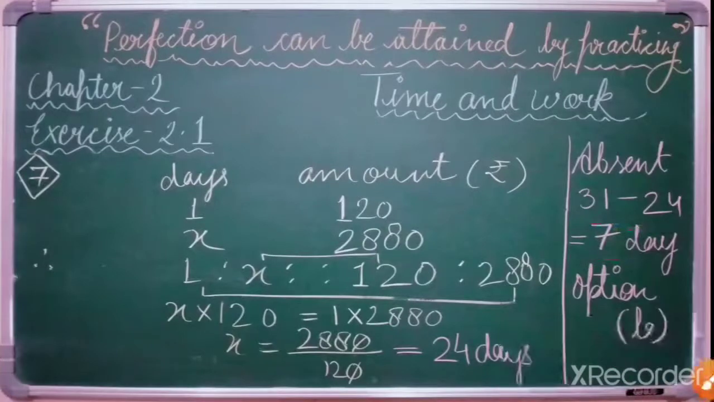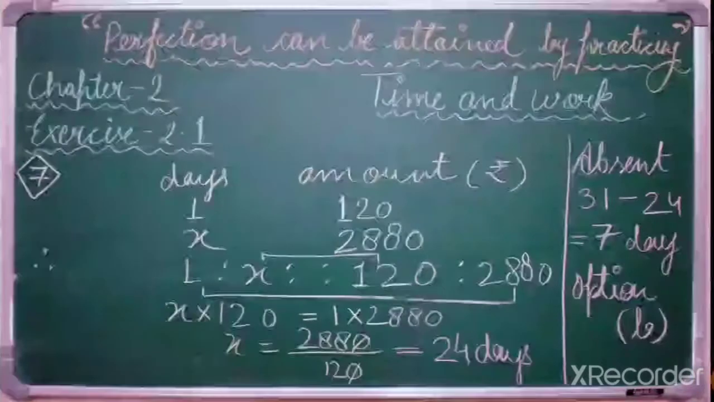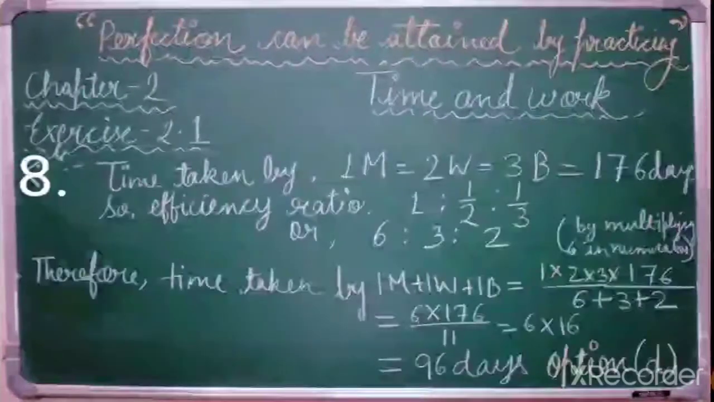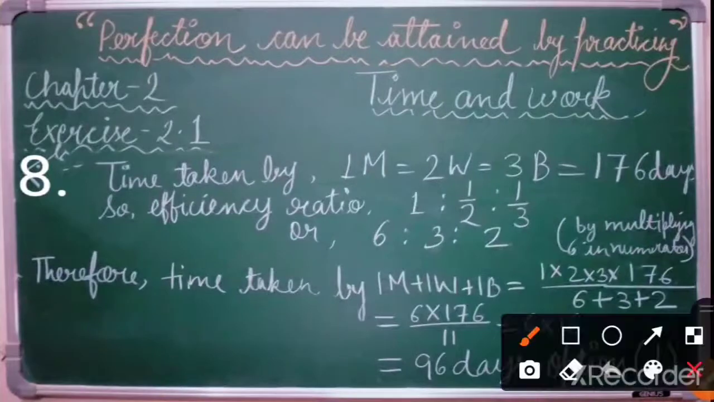Moving to the next question, that is question number 7. If one man or two women or three boys can do a work in 176 days, then in how many days will one man and one woman and one boy together finish the work? So we will keep it in the way such that one man is doing work equal to two women is doing work equal to three boys in 176 days.